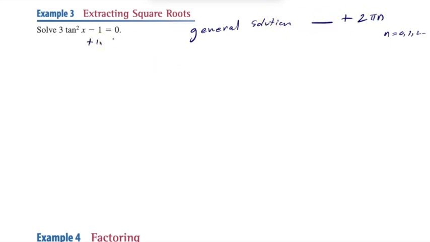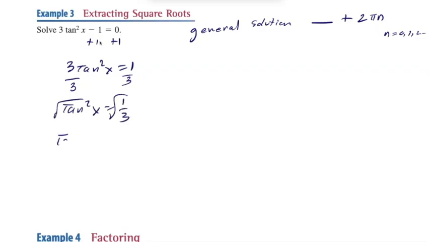Let's start this one. We're going to add 1 to both sides. 3 tan squared x equals 1. Let's divide by 3. Tan squared x equals 1/3. We're going to square root it. Tan of x, remember anytime you square root, it's plus and minus. Now the square root of 1 is 1, so that tends to be a 1 on top. And the square root of 3 is square root of 3.